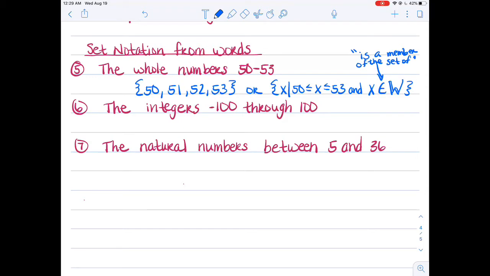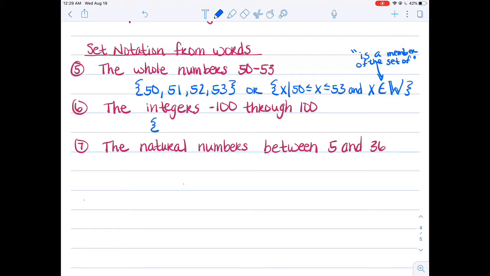So occasionally set notation by itself works better than our set builder notation, where we start with all real numbers and then restrict it. If we want the integers from negative 100 through 100, we could do that as set notation as well. We'd start with negative 100, negative 99, negative 98, and go all the way through positive 100. That's a lot of numbers to write. So that's when our set builder notation is actually a good shorthand.